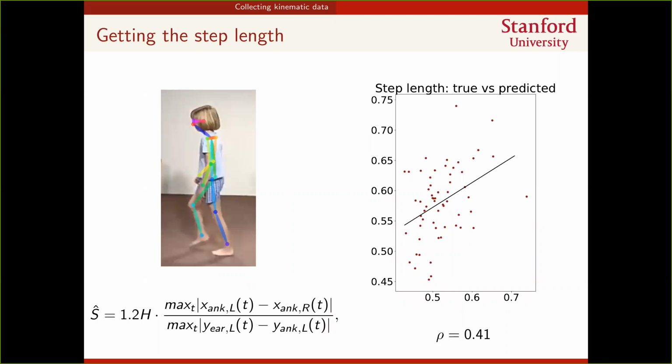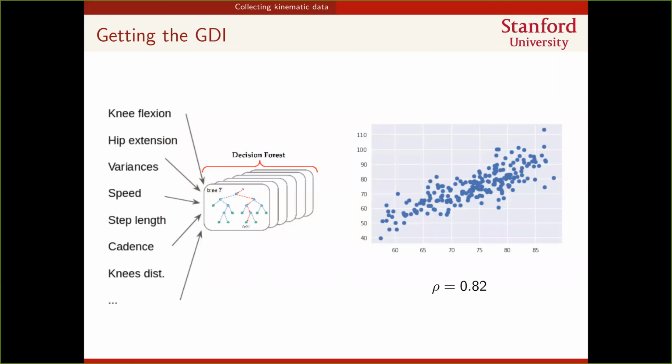The same with step length. If we look at the distance between ankles and normalize it in the right way, we get 0.4 correlation with the true step length, which is another clinical variable of interest. And finally, if we take all the heuristics that could be useful for prediction and put them into some machine learning method like a random forest, then we can predict even more complex parameters like GDI, which is a holistic measure of how well the child walks, with a very high correlation of 0.82. And most likely, from our experience, we can go even further with that.